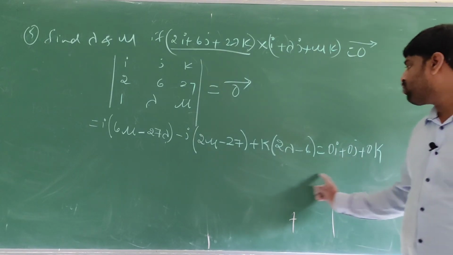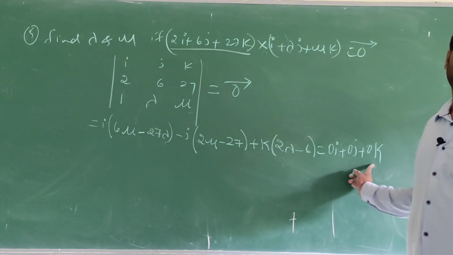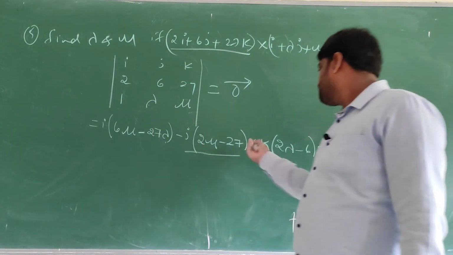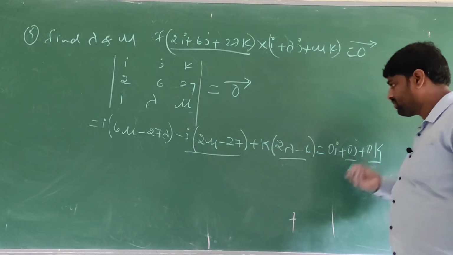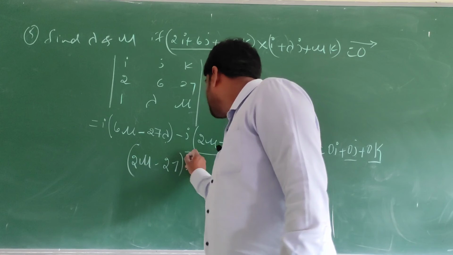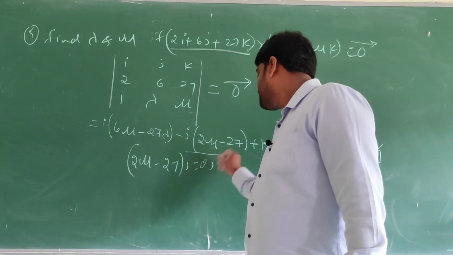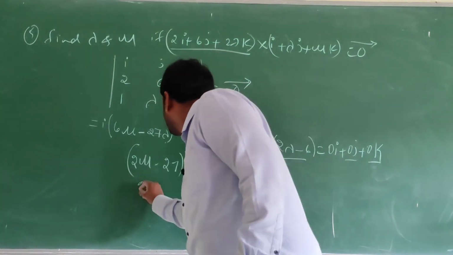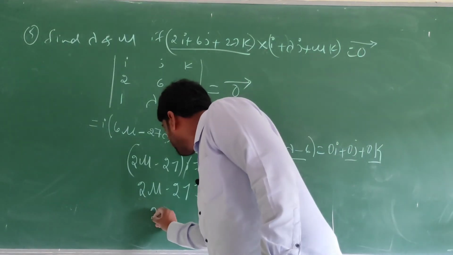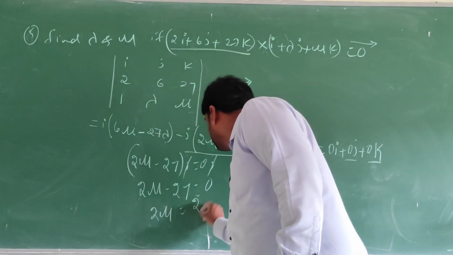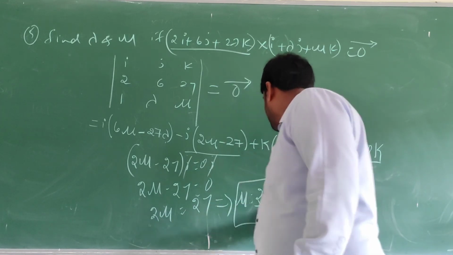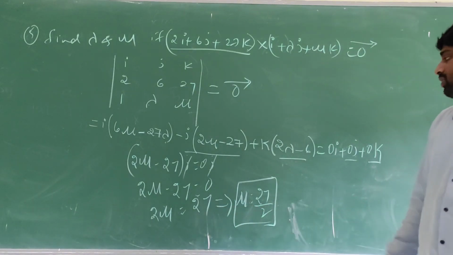Now I will equate the j coefficient and k coefficient. Whichever coefficient you equate, you will get the same value. That is 2 mu minus 27 of j equals 0 j. Cancel j. Therefore 2 mu minus 27 equals 0, so 2 mu equals 27. Therefore mu equals 27 divided by 2.